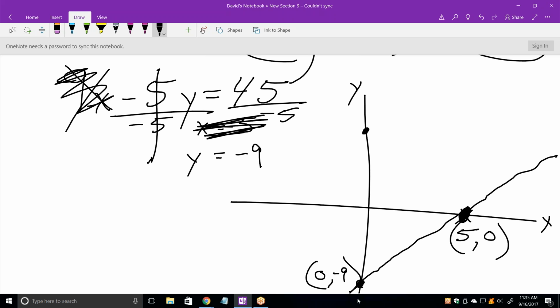Now, read the original equation to me again. Just make sure I wrote it down right. It says 9x minus 5y equals 45.